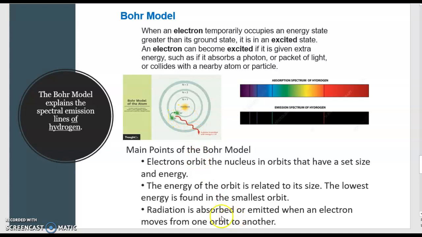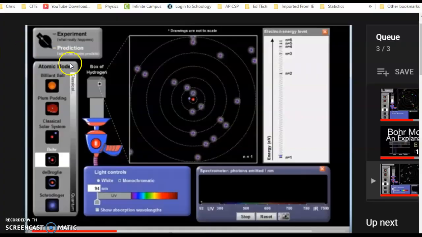And vice versa, when the electron transitions from a higher energy level back down to a lower energy level, it will emit light, or it will emit photons of a very specific energy. So that is the Bohr model. Let's try and show a little graphic here to demonstrate that to you.